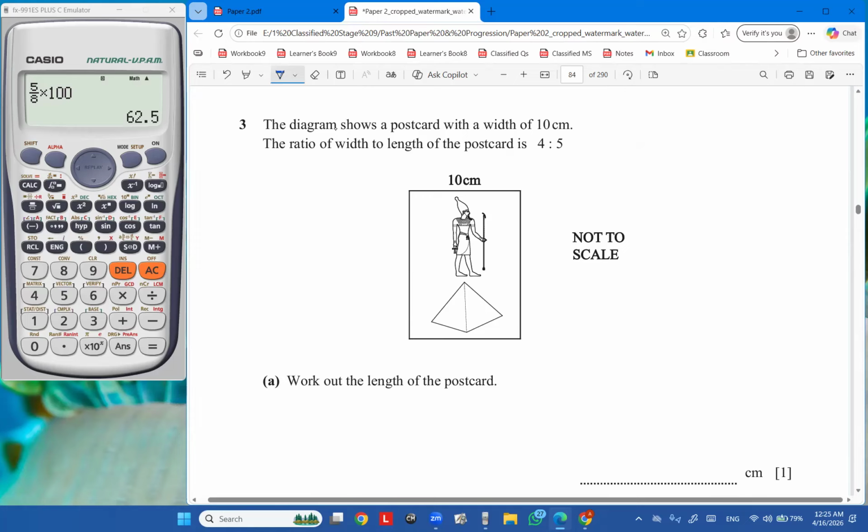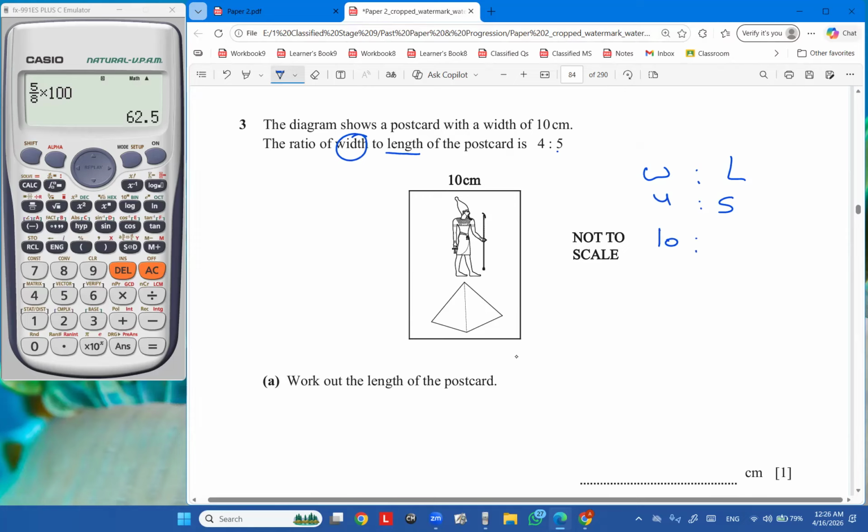Question 3, the diagram shows a postcard with a width of 10 centimeters. The ratio of width to length of the postcard is 4 to 5. So they're telling you here that the length is 4 and the width is the 5. Sorry, the opposite. The width is the 4 and the length is the 5. All right, we have over here that the width is 10.